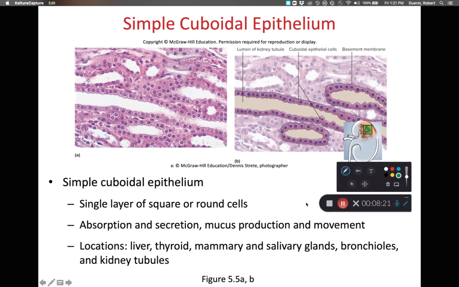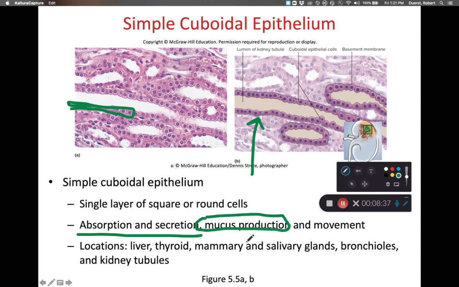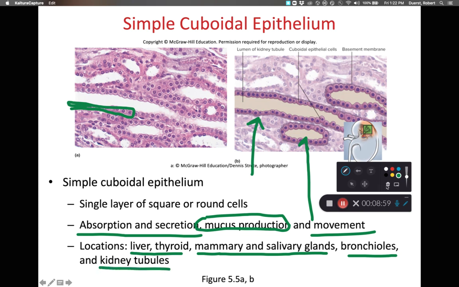As we look at simple cuboidal epithelium, we're going to have a single layer of rounded cells. And we can see those cells highlighted over here. The single layer of rounded cells can function for both absorption and secretion. We have some mucus production, and in particular within our kidneys, we also use them for movement. We have cilia coming off of them that can help to move substances past them. We find simple cuboidal epithelium present in our livers, thyroid glands, mammary and salivary glands, the bronchioles of our lungs, and the tubes in our kidneys, the renal tubules.